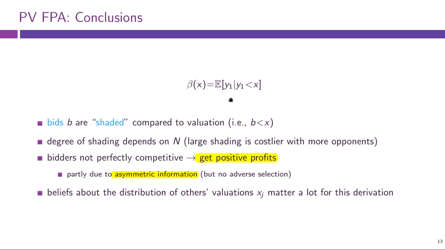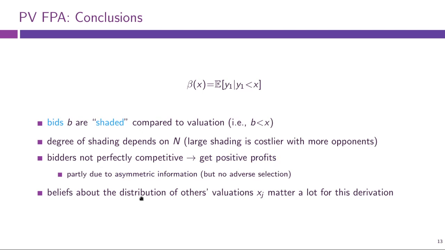But one thing to point out here is that even though we have asymmetric information in the model, we have no adverse selection, because this asymmetric information only concerns the player's idiosyncratic valuations for the asset. So my information about my valuation is not relevant for your valuation of the asset. So we do not have any kind of adverse selection here in this simple model.